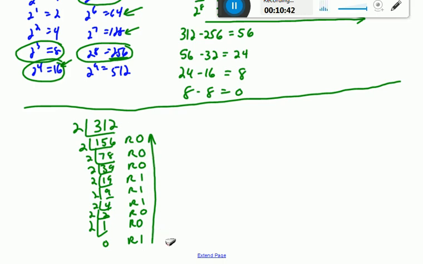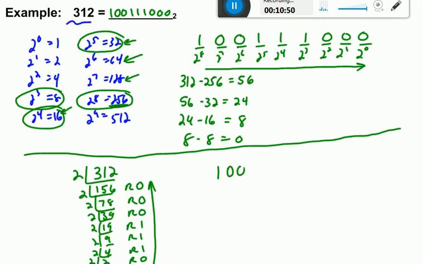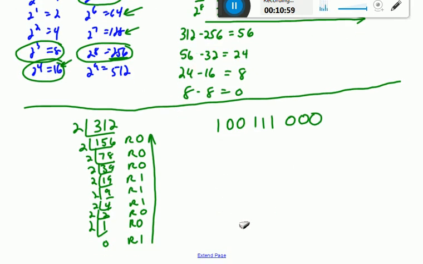Your remainder is always going to be 0 or 1 because you're dividing by 2, but then you have to remember to read it back this way. So we're going to get 1, 0, 0, 1, 1, 1, 0, 0, 0, which if you look up here is the exact same number. Ultimately, it's up to you which of these two methods you prefer. Just pick one, practice it, and get good at it so that you can make these things consistent.